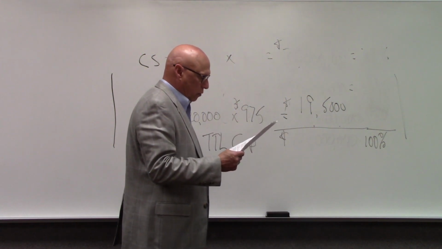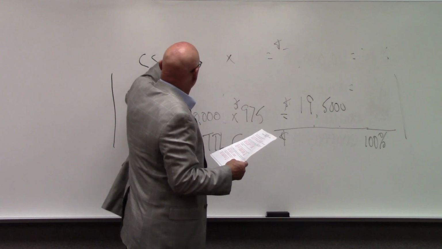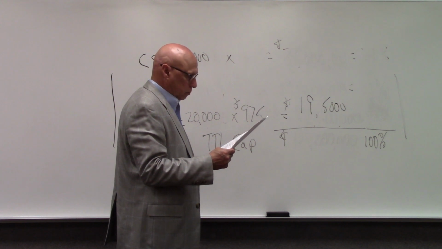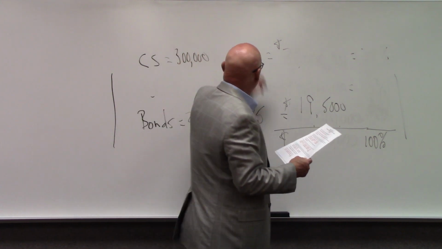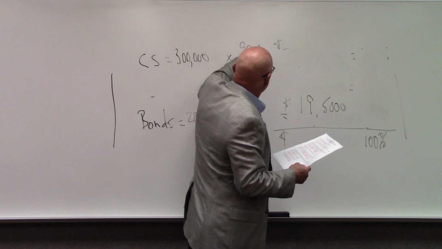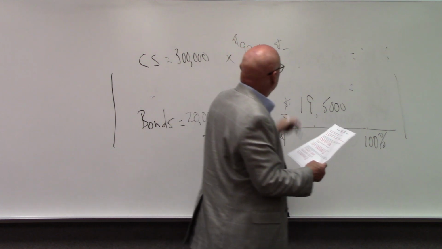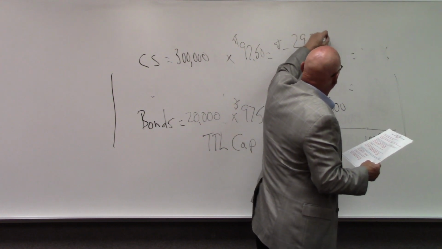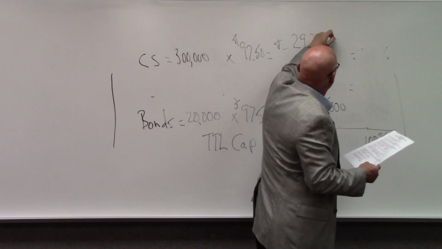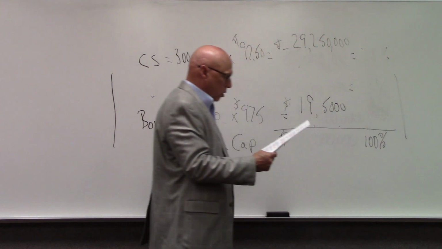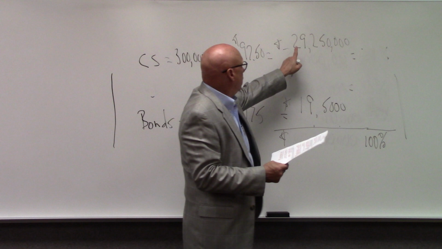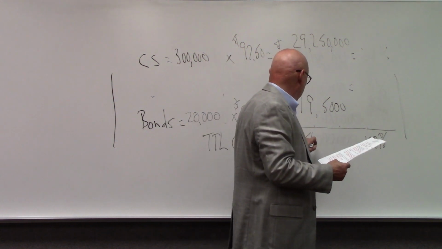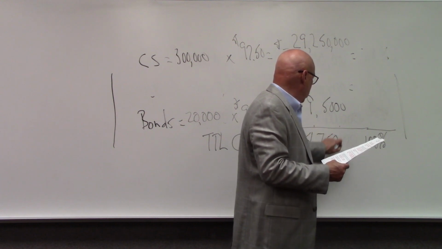300,000 shares of common stock times $97.50 per share, and that gives you $29,250,000. Okay, what's the total value of their capital? That plus that, $48,750,000.